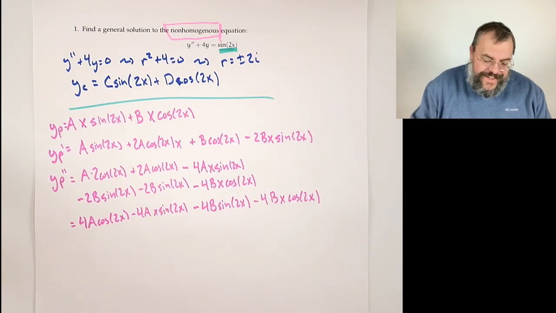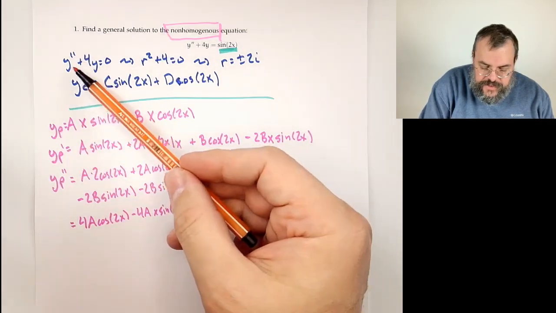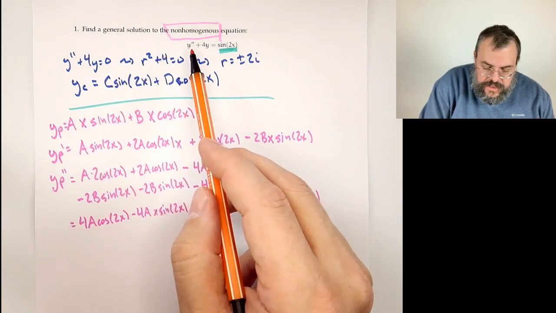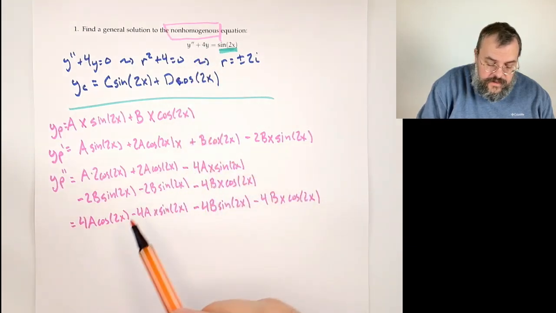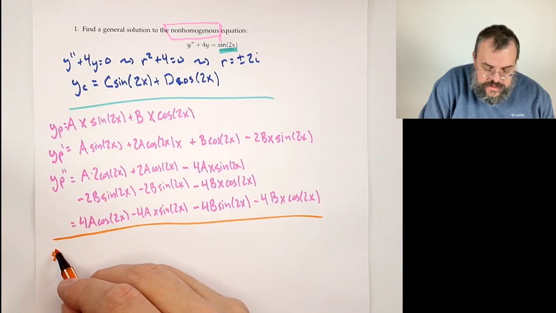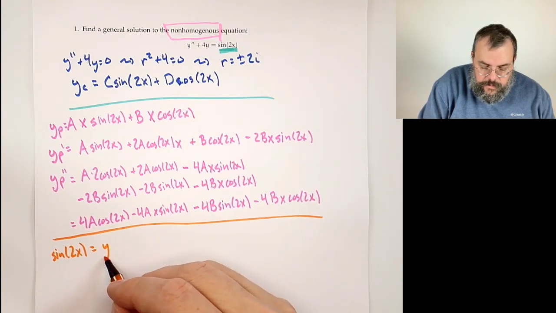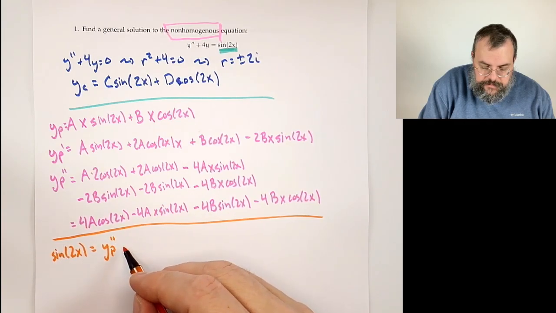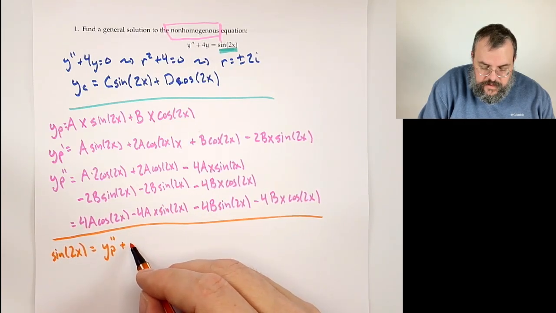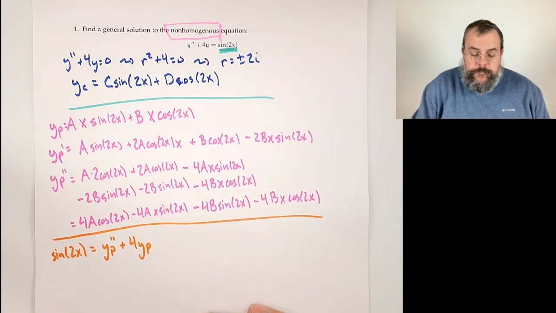All right. Well, the next part, and we can tell that we're transitioning here because I'm going to a new color, is to say, okay, now that we have our second derivative and the function, we're going to plug it into there. So we know sine of 2x is equal to yp double prime plus 4yp.